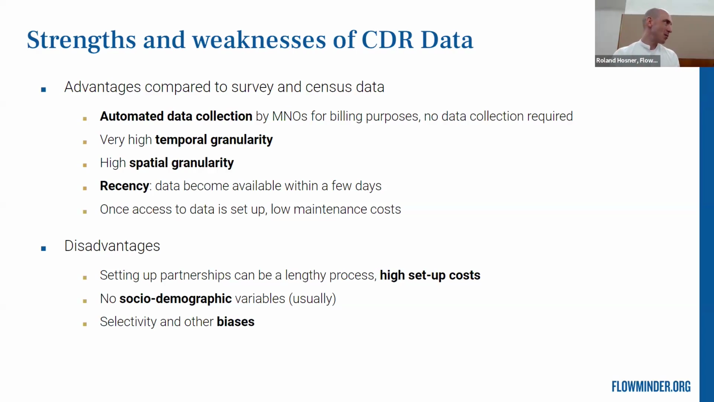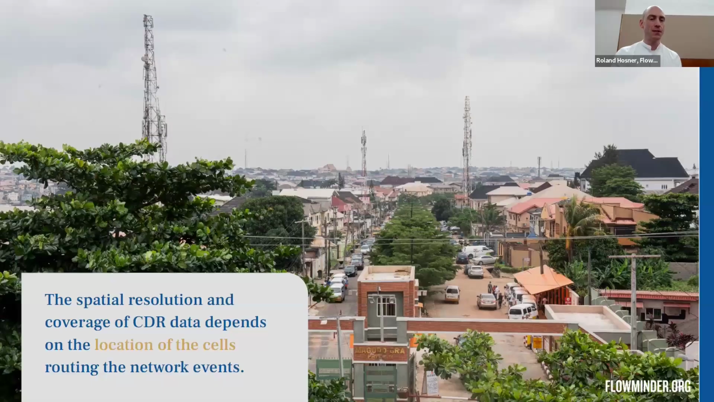Once you have data access, it's low maintenance and low cost, but getting there, setting up an agreement, a contract, and technical infrastructure to allow that, can be lengthy and have high setup costs. The data usually do not contain socio-demographic variables. Socio-demographic variables usually are literally the ID and the location, and this is additional information that you usually try to get from surveys. And as with other big data sources, there are several layers of selectivity and potential biases that come with the analysis of such data, and this is what I'll be coming to in a few moments.